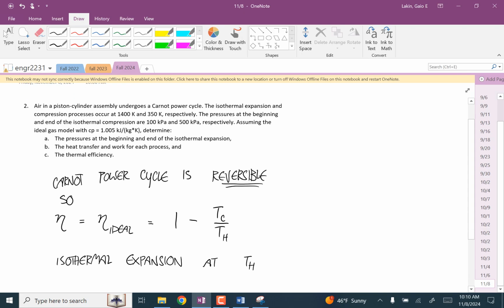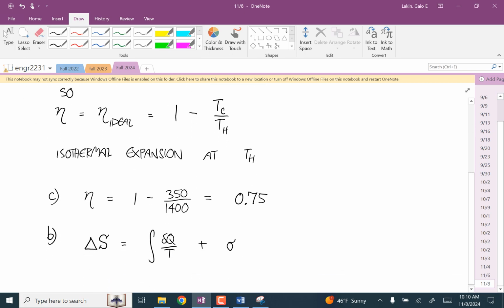So does that sigma have to be 0 since it's the Carnot? Yes, that's right. And so this is 0 because it's reversible. And so if we can calculate that change in entropy, since we know the temperature, we can just figure out the heat transfer.